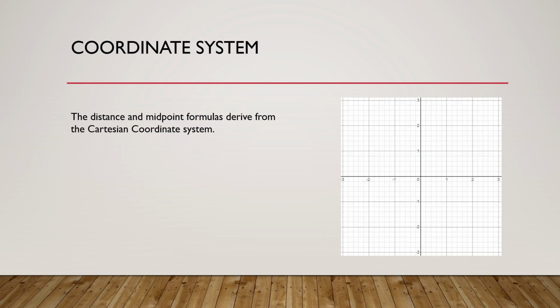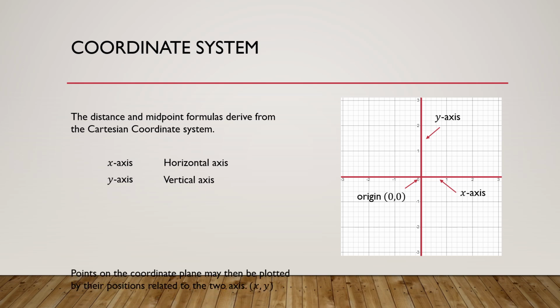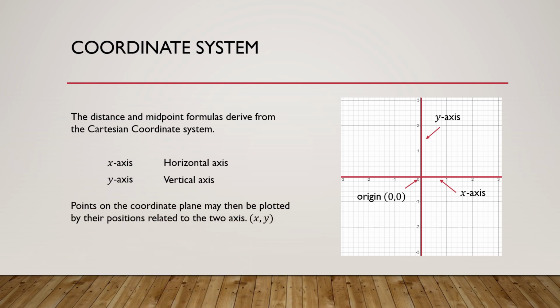In this video, we will be reviewing the Cartesian coordinate system, discussing the distance formula and the midpoint formula. The distance and midpoint formulas derive from the Cartesian coordinate system. The x-axis, or the horizontal axis, and the y-axis, or the vertical axis, intersect at the origin (0, 0). Points of the coordinate plane may be plotted by their positions relative to the two axes, x and y. For example, (2, 1) is x equals 2 and y equals 1. Similarly with (-1, 1), (1, -2), and (-1, -3).